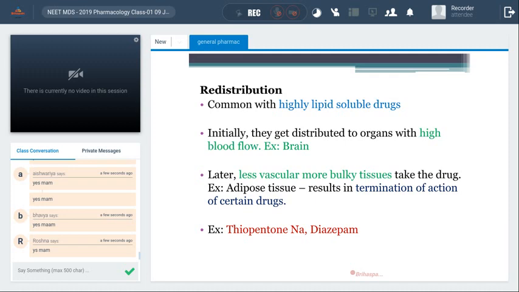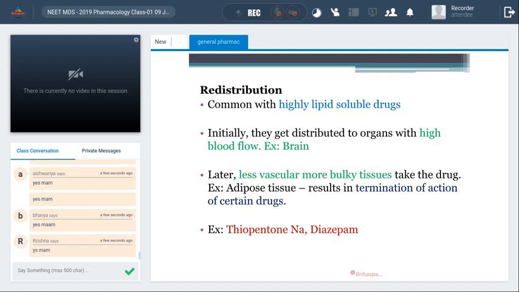I told you, for a drug to be absorbed better, it has to be lipid soluble. Correct. So a lipid soluble drug gets absorbed very fast, but it goes to tissues with very high blood flow, very good vascularity. For example, brain and liver are highly vascular tissues. Most vascular is brain. So it first goes into the brain. Then what happens later? Less vascular but more bulky tissues will take up the drug, which means it will come out of the brain immediately and it will enter other tissues.